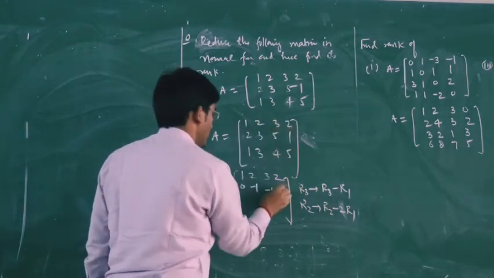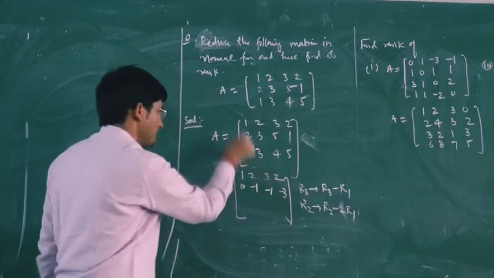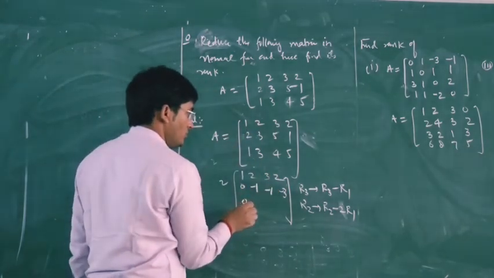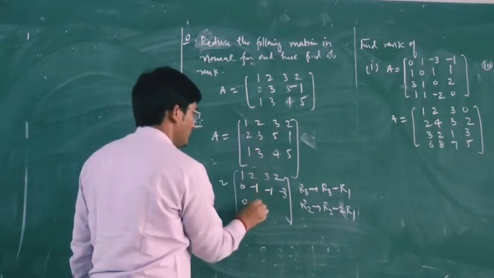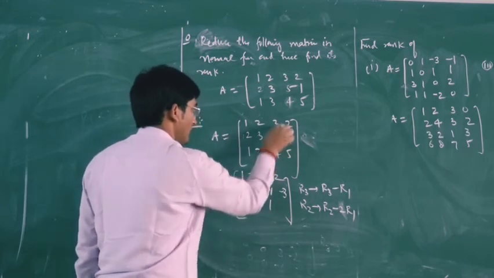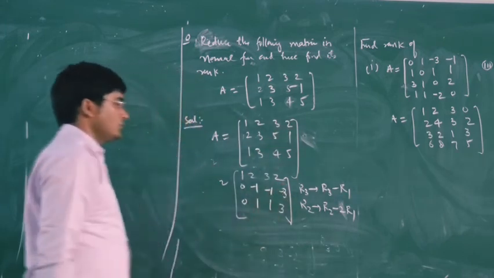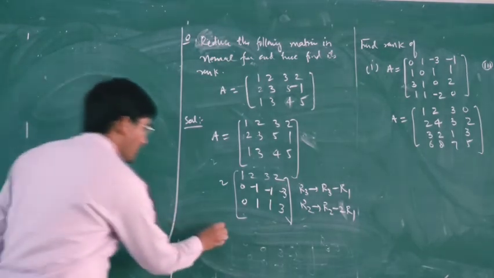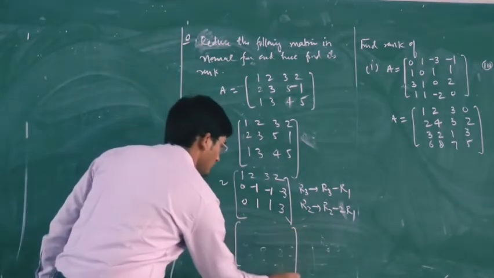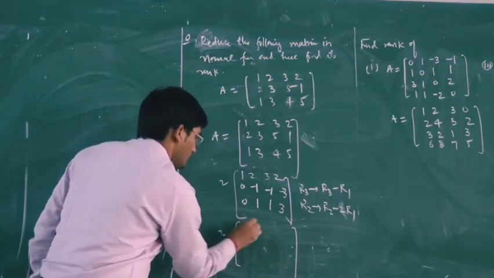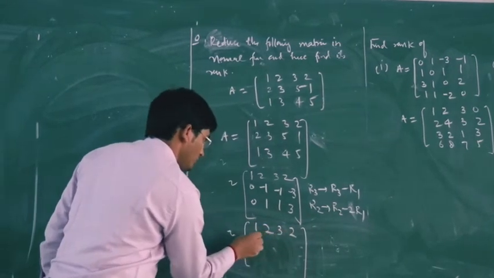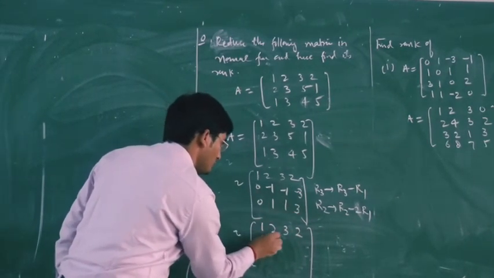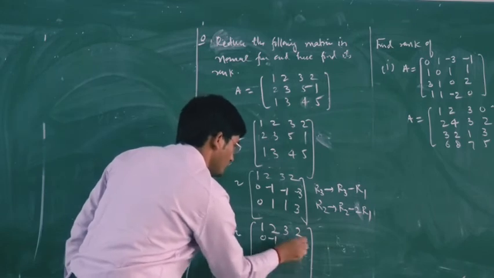1 minus 4 will be minus 3. Then 1 minus 1 will be 0. Then 3 minus 2 will be 1. 4 minus 3 will be 1. 5 minus 2 will be 3. So again this is equivalent to, now this is equal to 1 2 3 2. Then we have 0 minus 1 minus 1 minus 3.